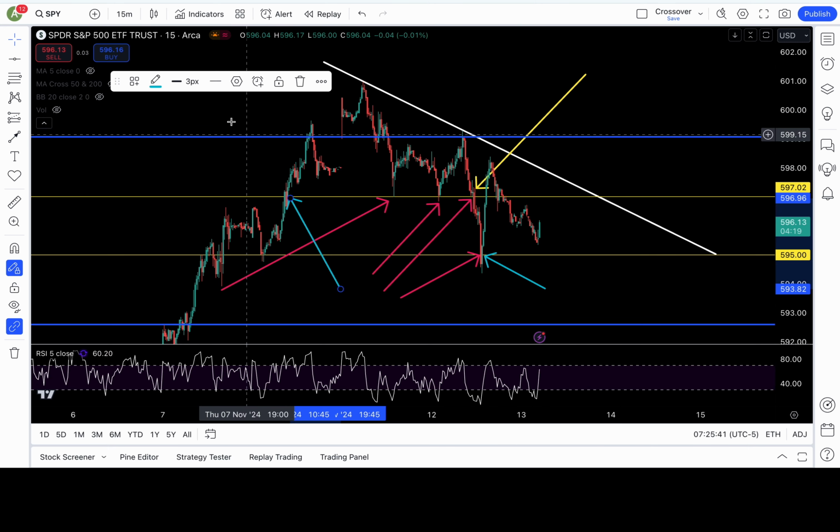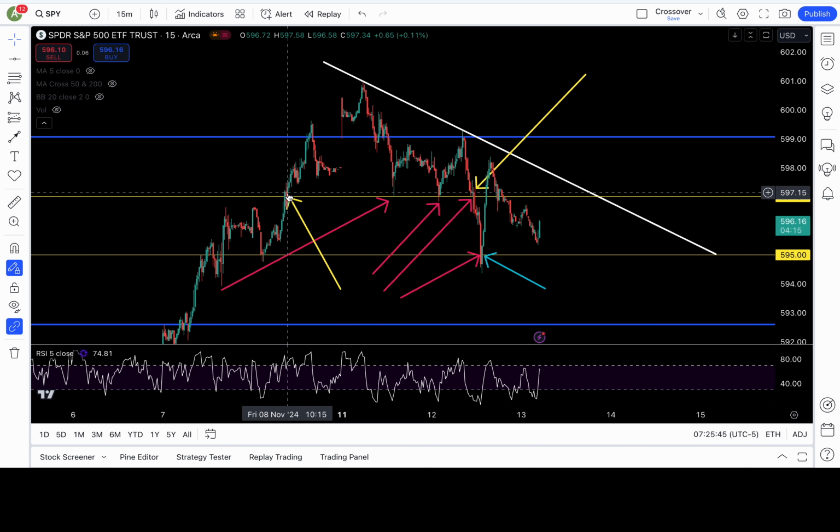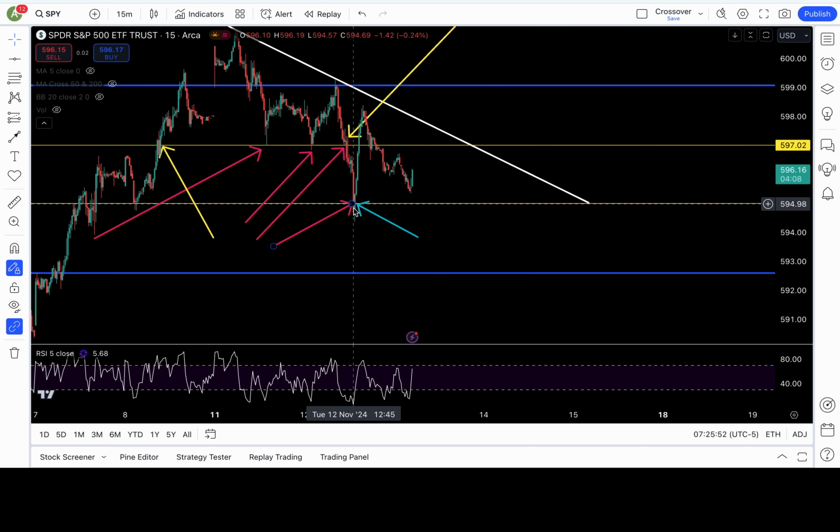Why? Because here, I'll change that to yellow as well, because here we cleared 597, and here we broke back below 597. I'm using the 15-minute chart, guys. And here we broke down 595, and then the next candle, it doesn't always happen right away, but in this case it did, the next candle we recaptured. That's a false breakdown. False breakout, you look to short. False breakdown, you look to long, and you play it level to level.